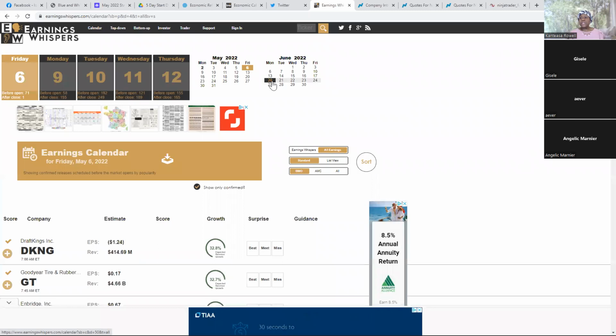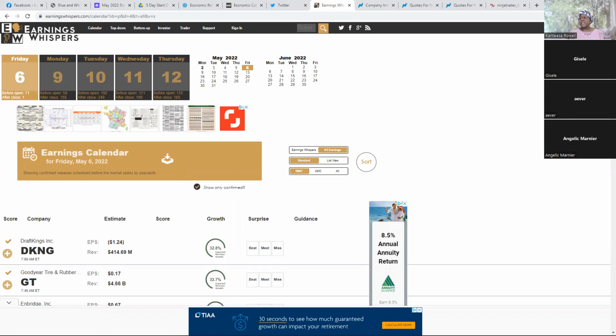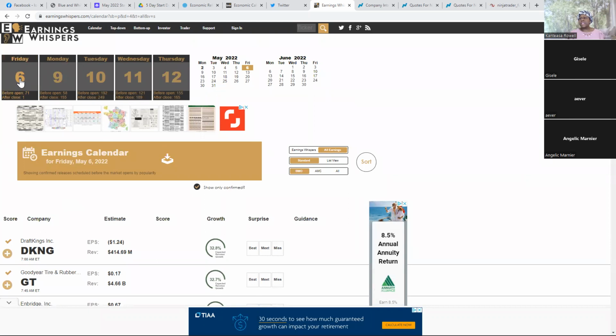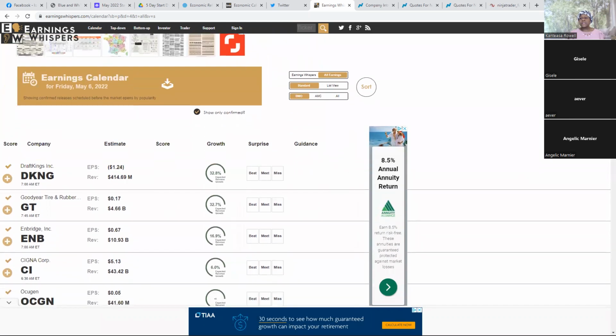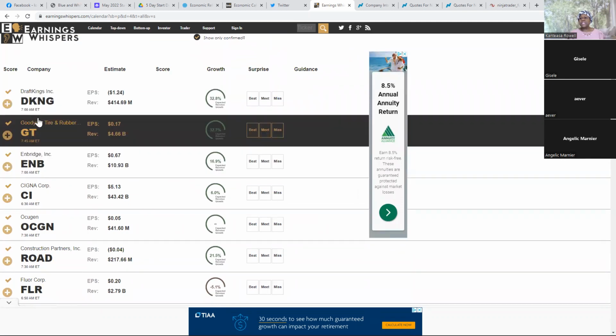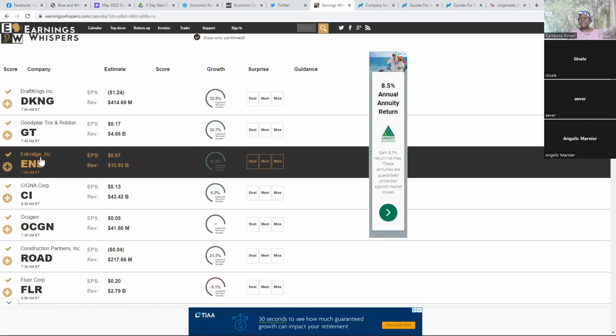Okay, so this is the Earnings Whispers website. Again, it's really self-explanatory, very easy to understand. It has the dates, and then it also tells you the earnings that are going to be released on that date. So if you click on it, like Friday the 6th, so DraftKings, Goodyear, Enbridge, and then if you look here, it tells you the times that they are going to be released so that you can plan around it.